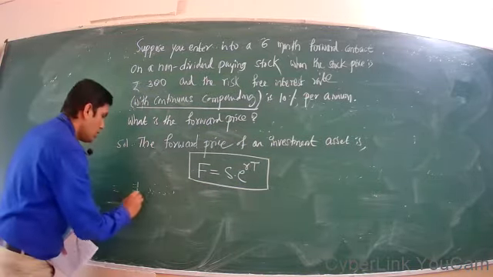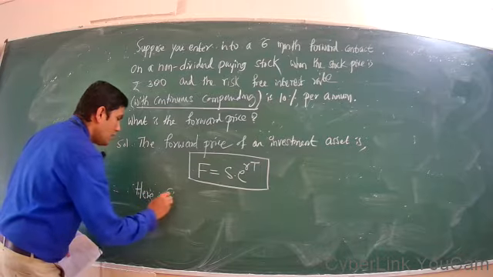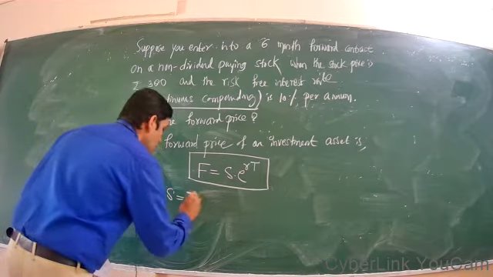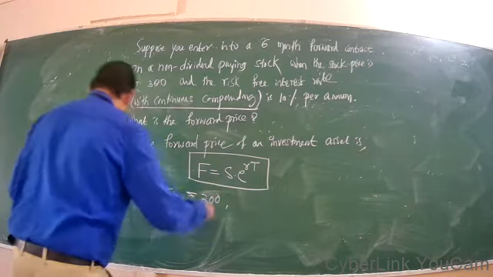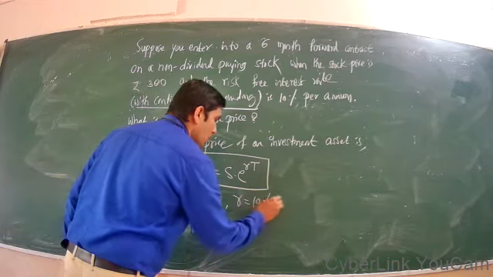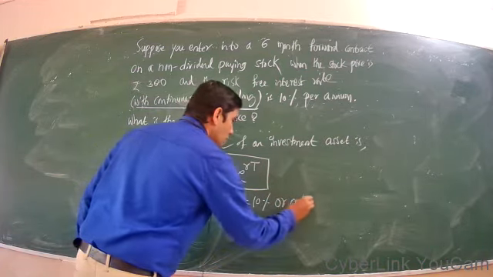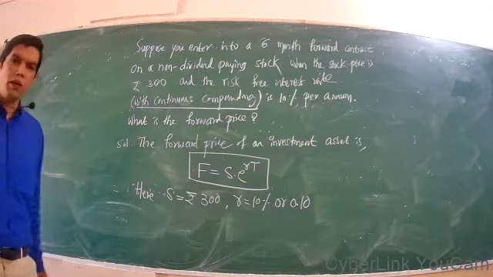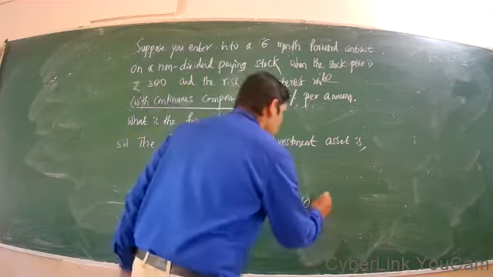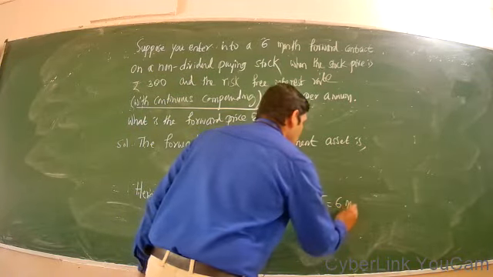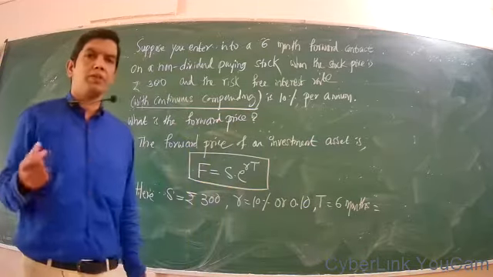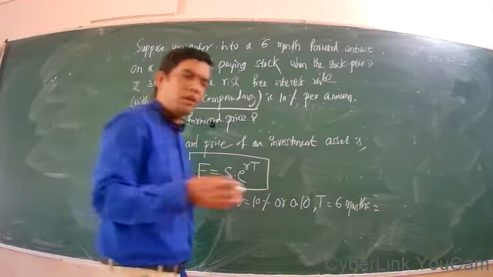So here S is equals to rupees 300. The spot price is rupees 300 and R equals to 10%, or you can write it as 0.10, and T is equals to 6 months, and 6 months means 6 divided by 12, that gives 0.5.